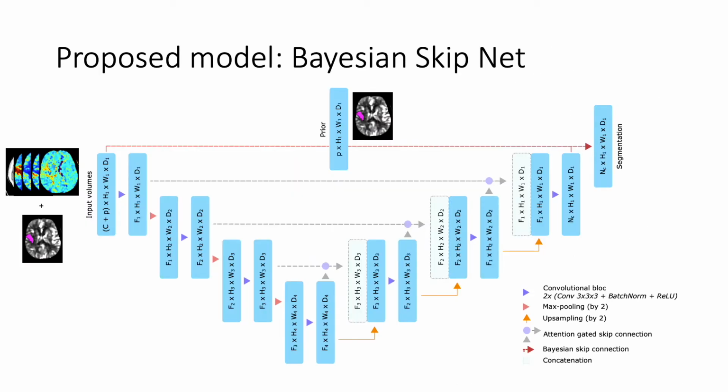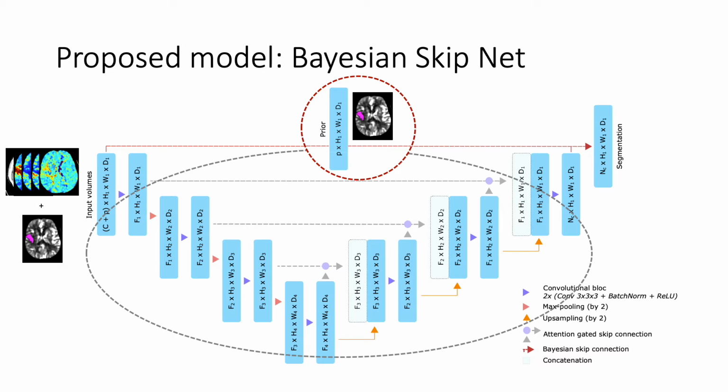To address the first question, we propose a novel model we call the Bayesian Skip Net. Basically, we used an attention-gated UNet as initially formulated by Oktay and colleagues as a backbone, and that takes here the perfusion images as well as the prior segmentation as input, and then we add a novel skip connection that passes down the unchanged prior until the very end of the network. In this way, the main network, this lower part here, has to learn the divergence from the prior, marked in red above. The prior is then reintegrated at the end right there.